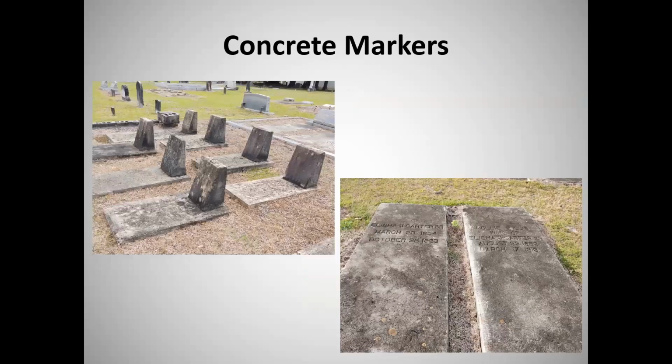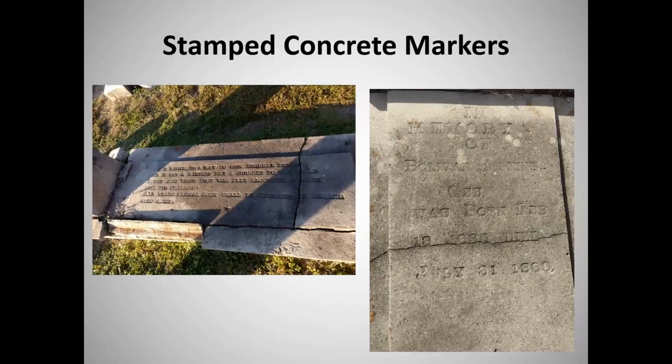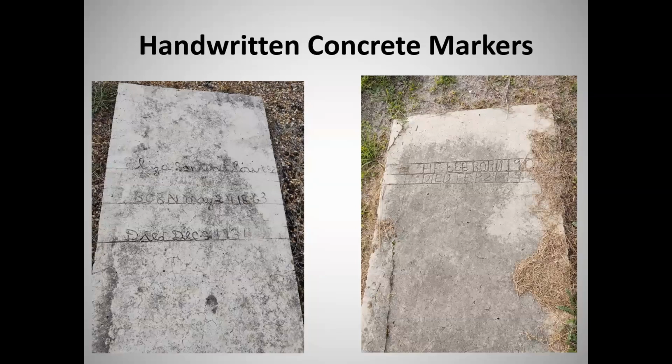These are examples of concrete markers that would have been poured into molds and frames. The concrete could then also be stamped with words. This is a Bible passage on the left, and the one on the right, it's stamped with the deceased information. Many might have been handwritten. I personally love seeing the ones that are handwritten on there because it kind of tells you a little bit more about that person and the family that is making the grave.